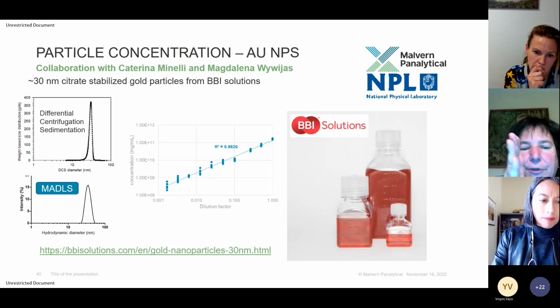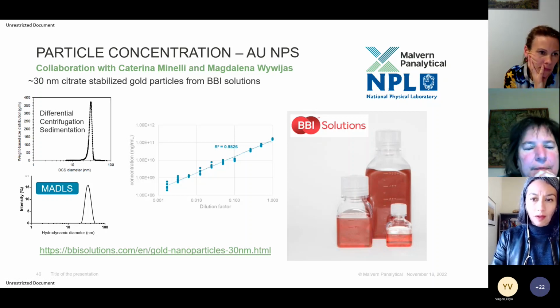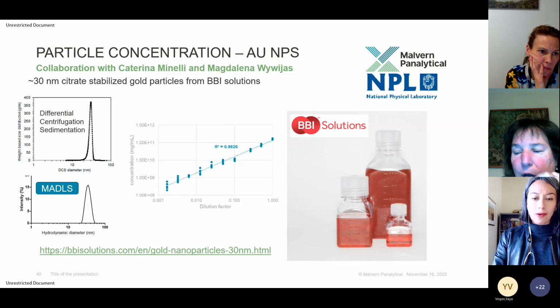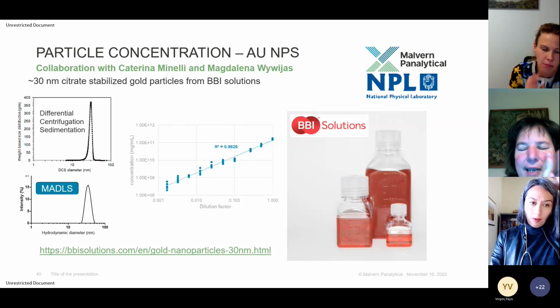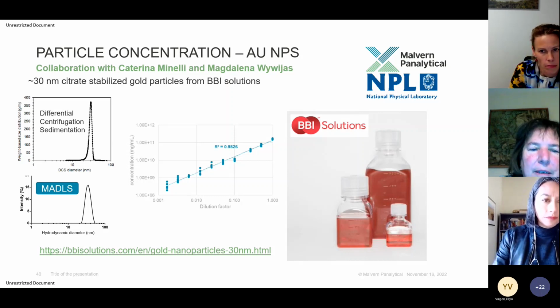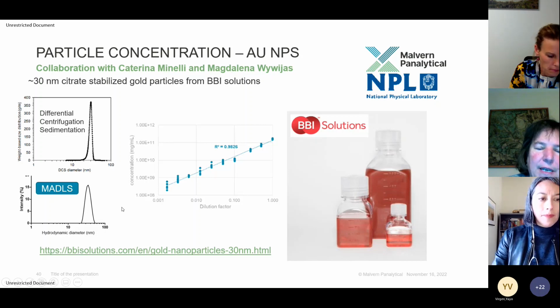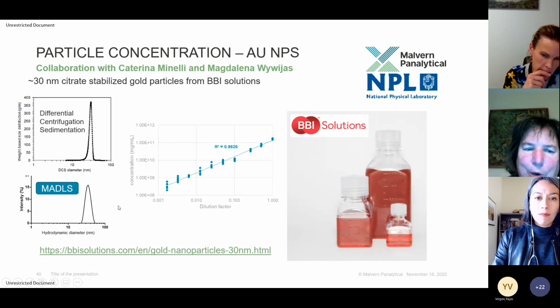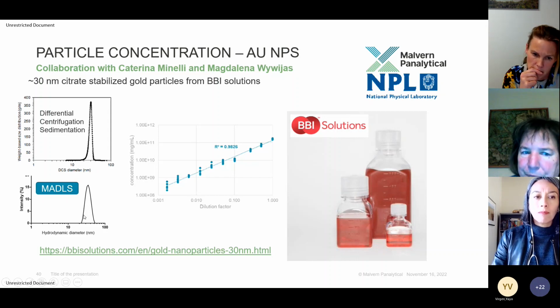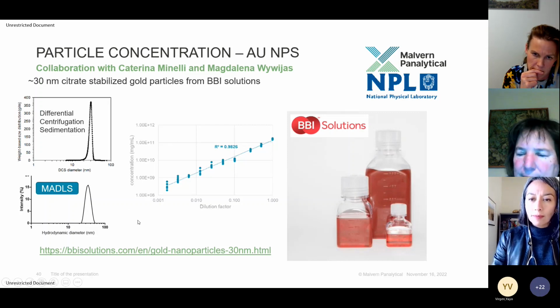disk centrifuge, which is a very highly resolved kind of measurement, right? You're fractionating the sample, you're getting an exact, almost number-based sizing result. And it is one of the methods that they use to confirm the size of their gold nanoparticles. So that's what we were compared to. And the MADLS result is basically identical. But the other nice thing is that the concentration measurements were also used.